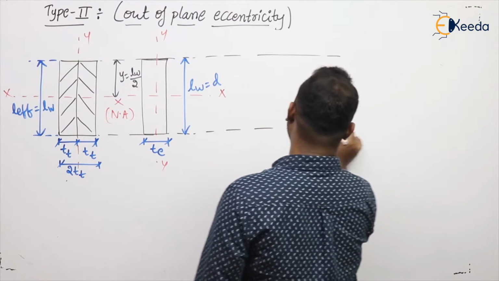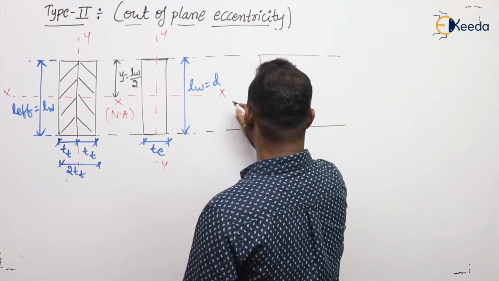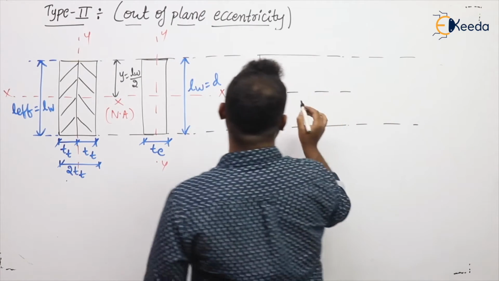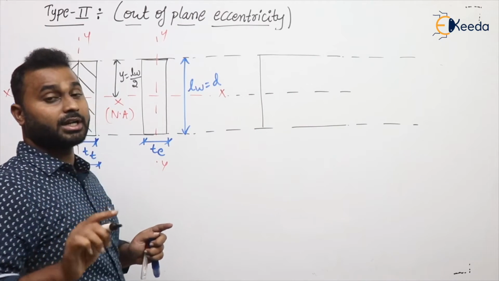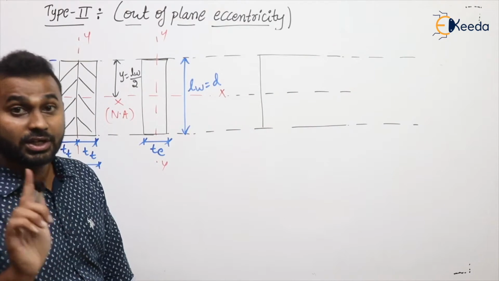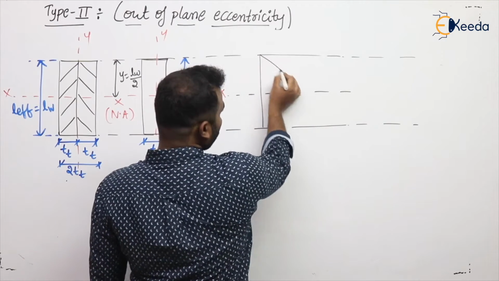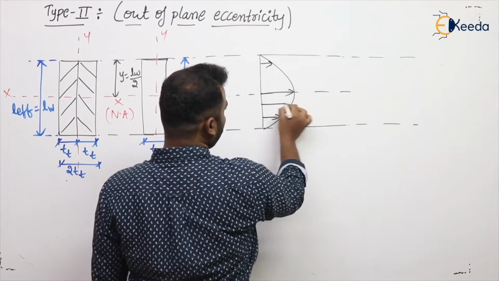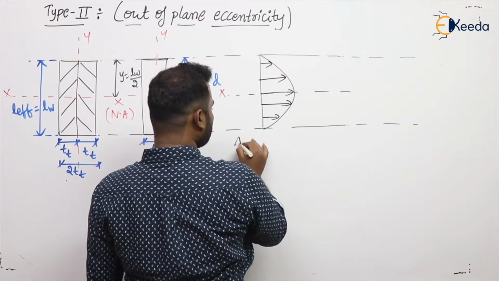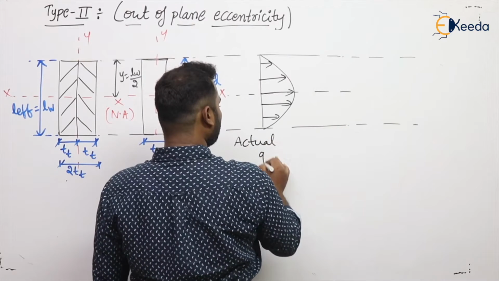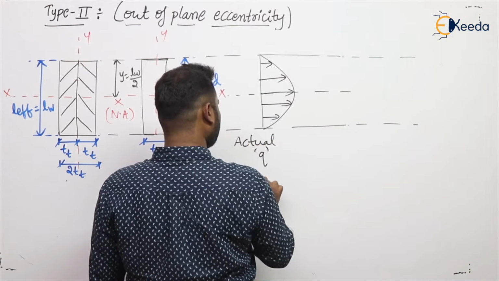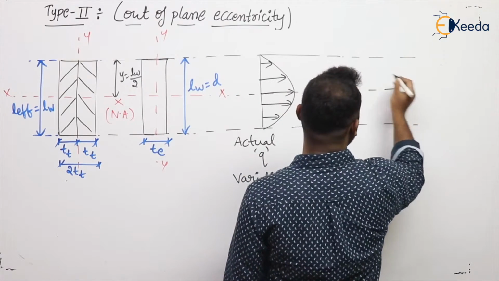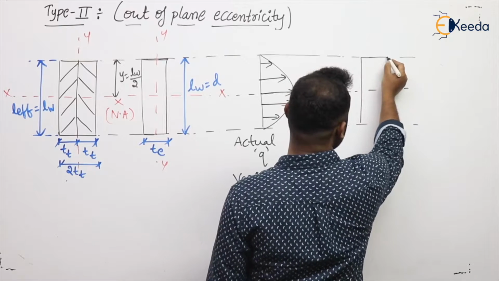As the weld group is subjected to the bending moment, therefore shear stress variation is parabolic. It means in strength of materials we have studied that for rectangular cross section, the shear stress variation is parabolic, right? Maximum will occur at the center, yes or no? This is the actual shear stress variation, Q. Actual Q variation.